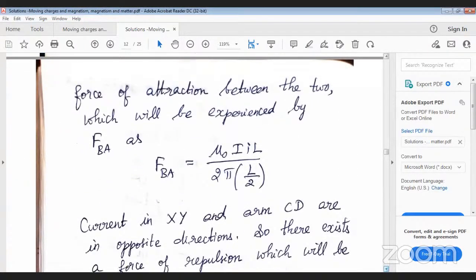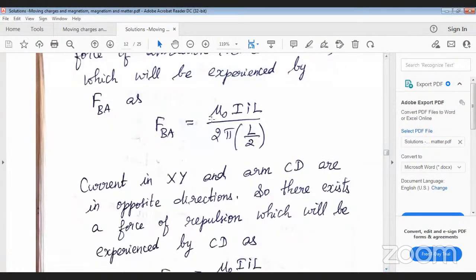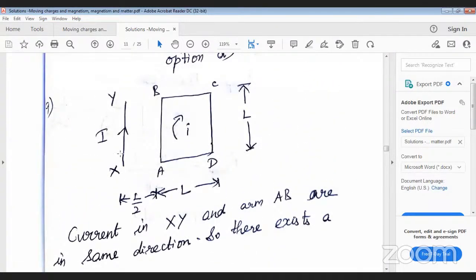So the force of attraction can be expressed as F_BA equal to mu naught I small i L by 2 pi into L by 2. Why is it L by 2? Because this arm AB is at a distance L by 2 from this wire.